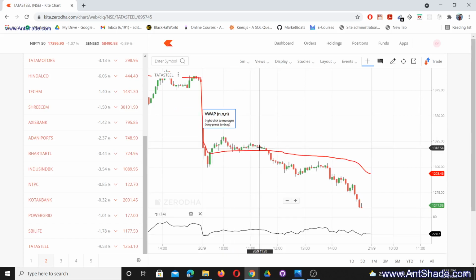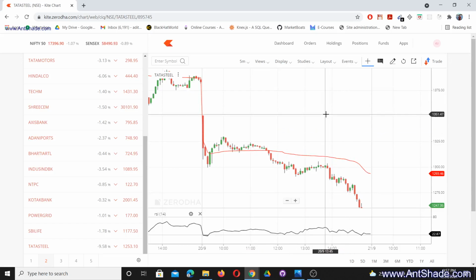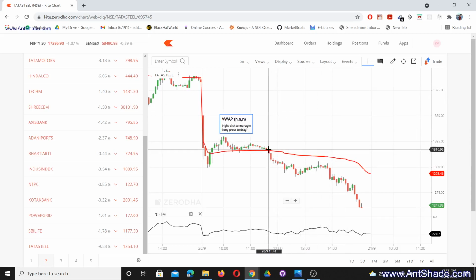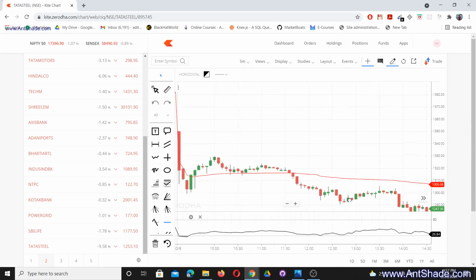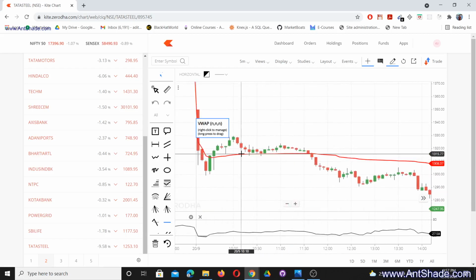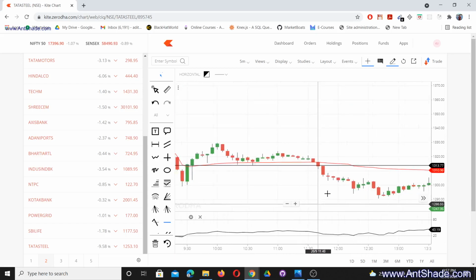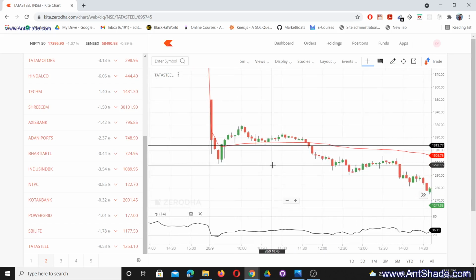And at this point I was not sure what was going to happen with Tata Steel. I had some hopes that it might bounce back up because there was no negative news as well. But at this point, I observed that Tata Steel broke my support line. So I put a horizontal line here.